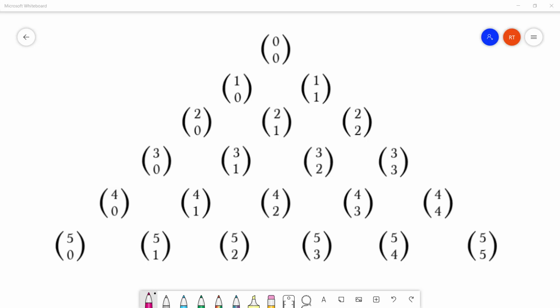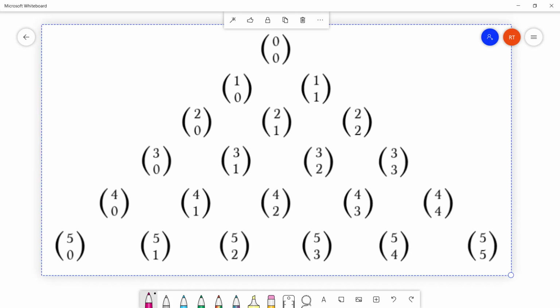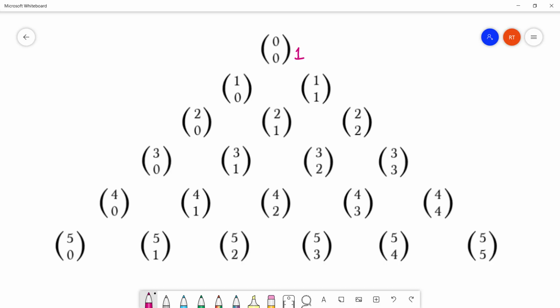Look at this triangle of binomial coefficients. We know 0 choose 0 is 1 because any natural number choose 0 is 1. We also know that 1 choose 0 is 1 and 1 choose 1 is 1 because of the special cases we saw. In fact, all of these numbers along the sides of the triangle are equal to 1 because those are all the special cases.